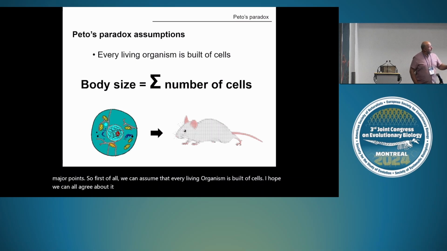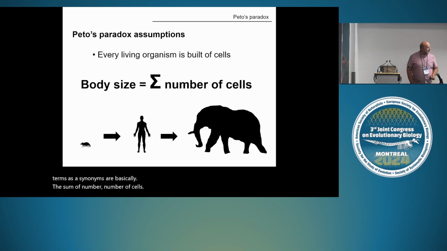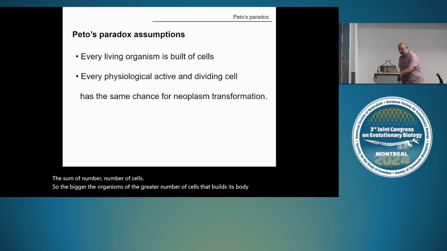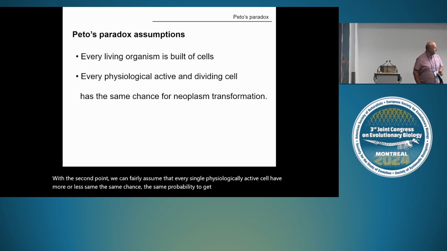So, we can consider body size or body mass, I will use these terms as synonyms, to be basically the sum of the number of cells. So the bigger the organism, the greater the number of cells that build its body. With the second point, we can fairly assume that every single physiologically active cell has more or less the same chance, the same probability, to get a cancerogenic mutation.